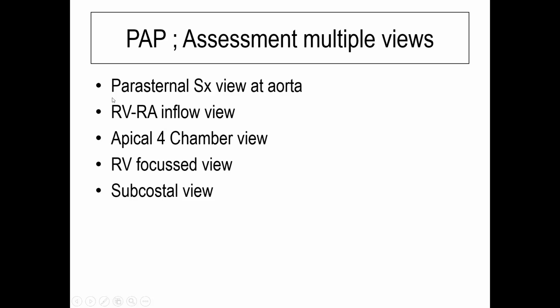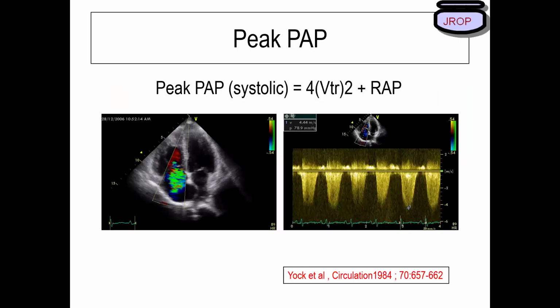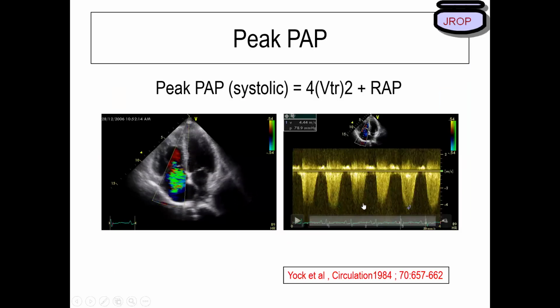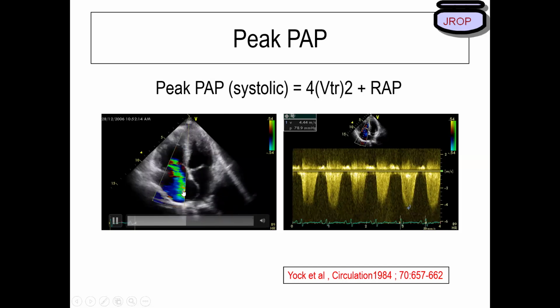And mind my words, wherever the maximum TR velocity and gradient is, we say we saw a TR gradient as seen in this patient. This was seen in the focused RV RA view with a velocity of 4.44 and a gradient of 79 millimeters of mercury, and best seen in the RV RA focused view.